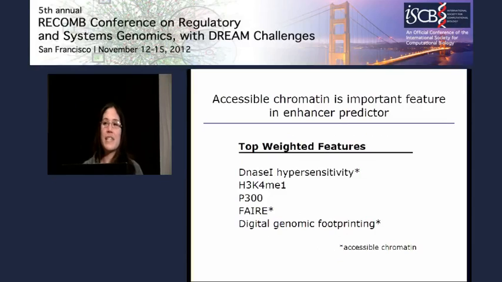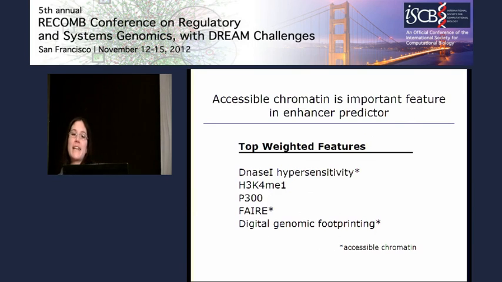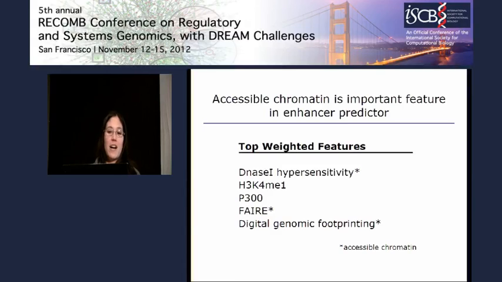So now to address that second question: which of all of these 500 features in ENCODE that aren't exactly right for our prediction question are really informing this enhancer predictor? And we see that the top weighted features are generally marks of open chromatin. So DNase hypersensitivity, FAIRE, digital genomic footprinting. This is a summary of the top 25 or so weighted features, and they're coming from many different cell types, but similar marks keep popping up.